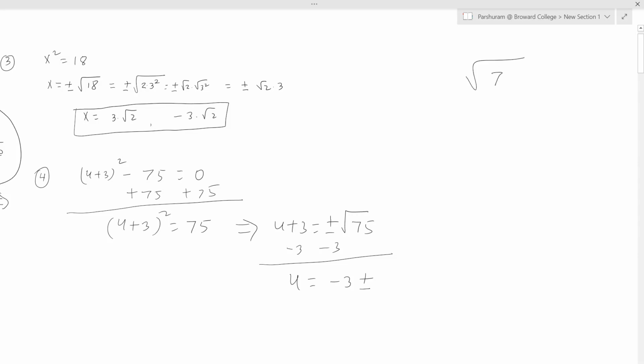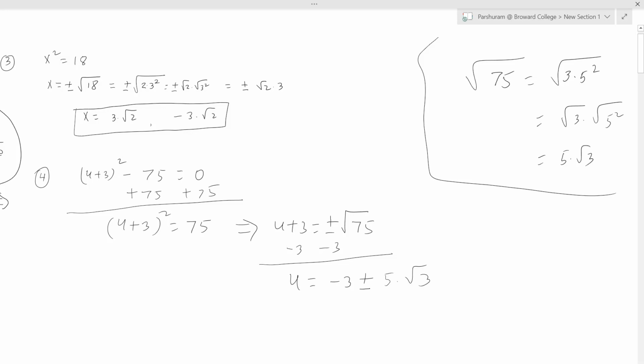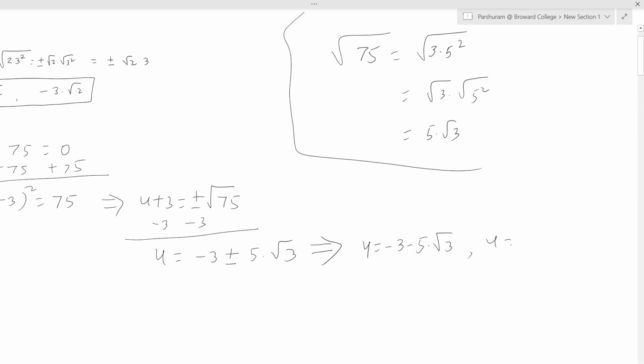Let's simplify the square root of 75. That is 3 times 5 times 5, which is 5 squared, so it is the square root of 3 times the square root of 5 squared, which is 5 times the square root of 3. So the two answers for problem number 4 are u equals negative 3 minus 5 times the square root of 3, that's one answer, and the other answer is u equals negative 3 plus 5 times the square root of 3.